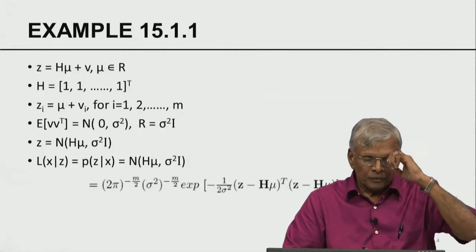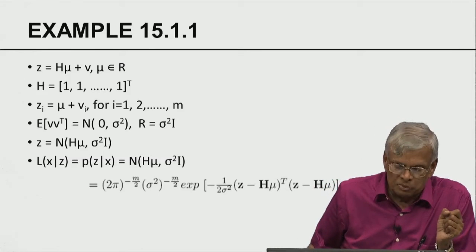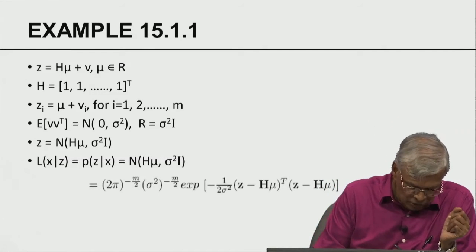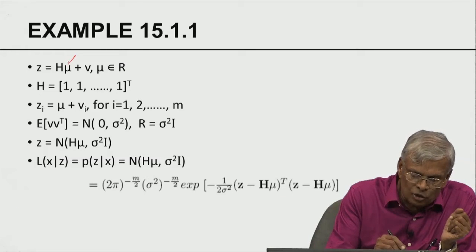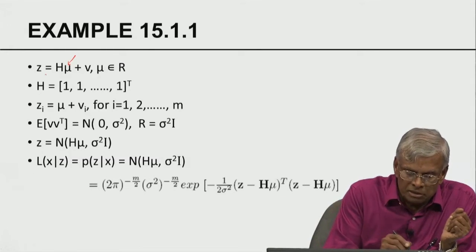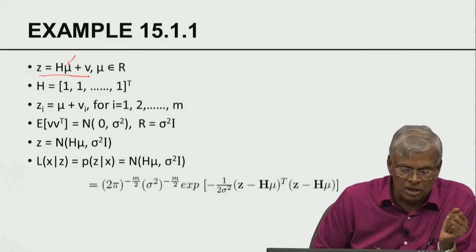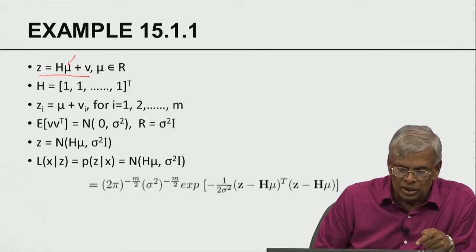Now I am going to illustrate this fundamental principle using a very simple example. Let us pretend I want to estimate an unknown mu. Mu is a constant, but mu is not observable. Z is observable. Z is equal to h times mu plus v.